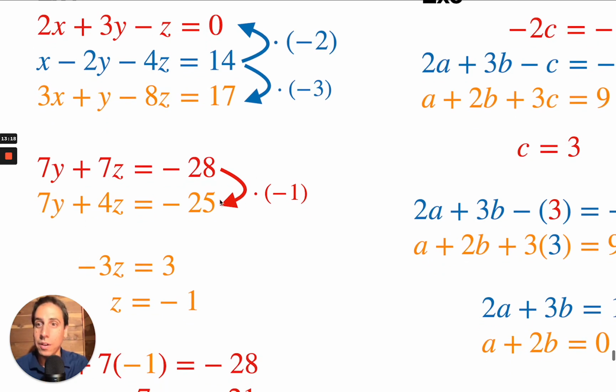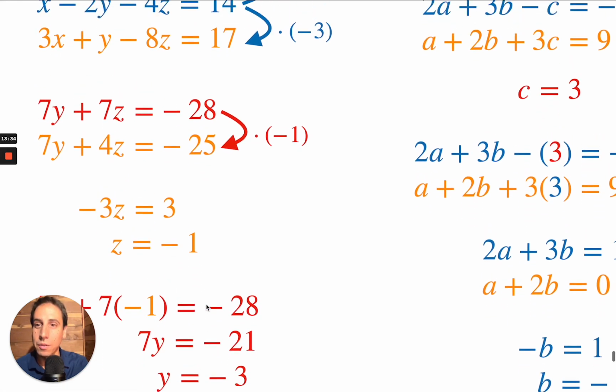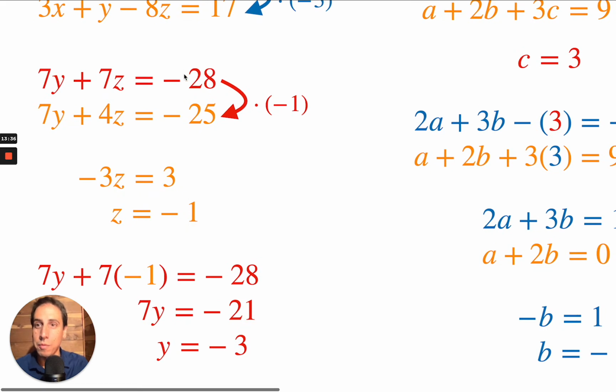7z times -1 is -7z plus 4z is -3z. -28 times -1 is positive 28 plus -25 is positive 3. And then undoing the multiplication, you get z is equal to -1. Great. Now that z is equal to -1, I can plug it into one of the intermediate equations. I think I'll just take the top one, the red one, doesn't matter, you could use the gold. And I get 7y plus 7 times z, which is -1, so I'm going to write -7 = -28. And when you solve that, you get y is equal to -3.